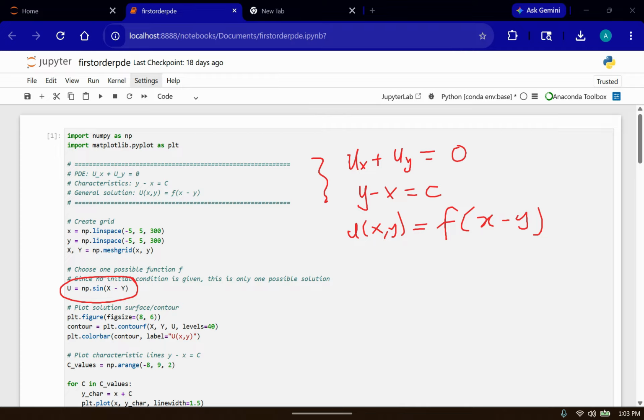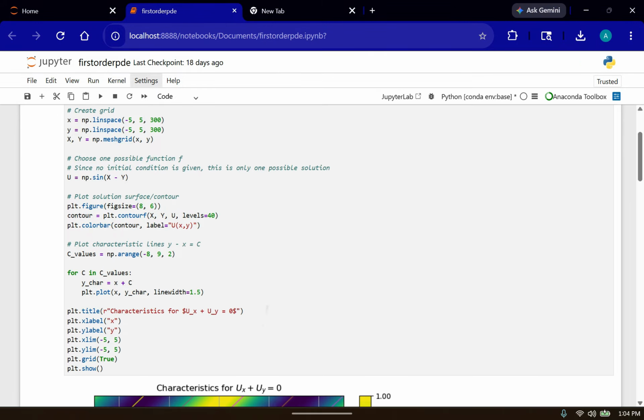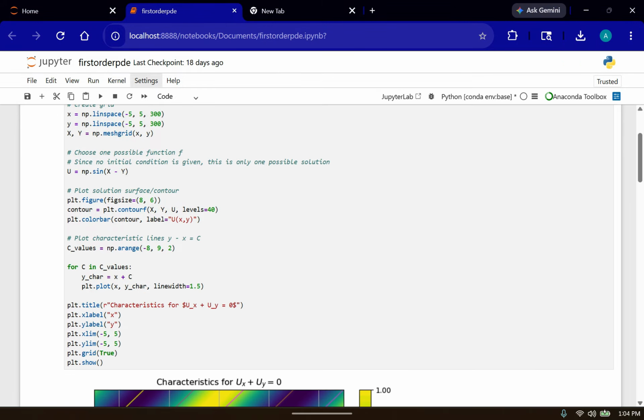I chose this so that I can program it in Python. You can as well choose u is equal to e to the x minus y, and then you write the corresponding code for Python, right? These are not exactly the solution. I just wanted to use that as an example solution, because we're saying that if you pick any function at all that is of the form x minus y, it should represent u.